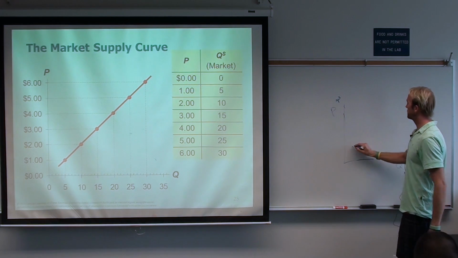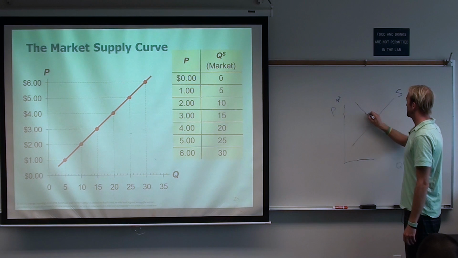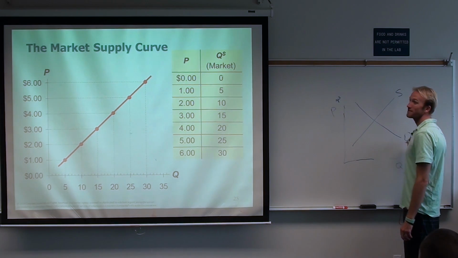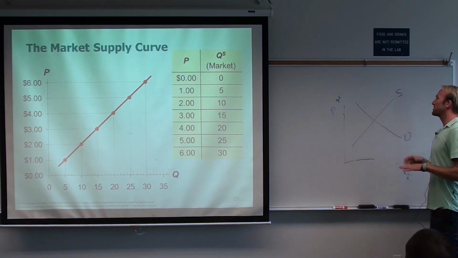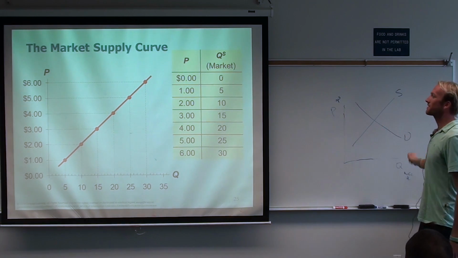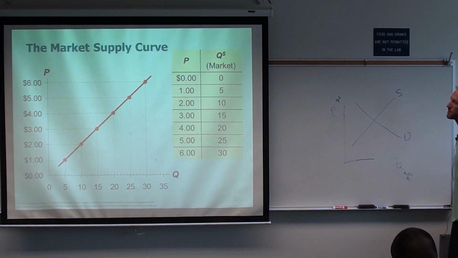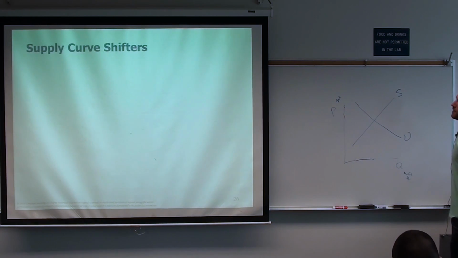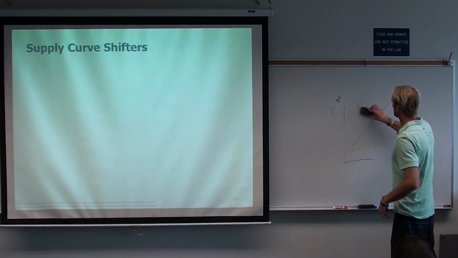Sometimes I forget which is which. Supply points to the sky, and then demand points down. That's how I remember it. When you draw them a lot on the board, I sometimes mix them up, and then it's just embarrassing. So supply sky, demand goes down. OK, let's delete this demand curve real quick.